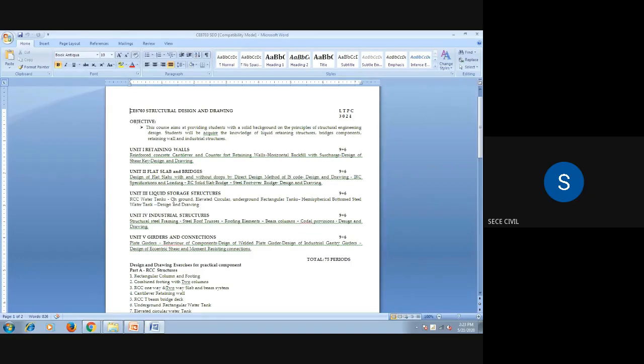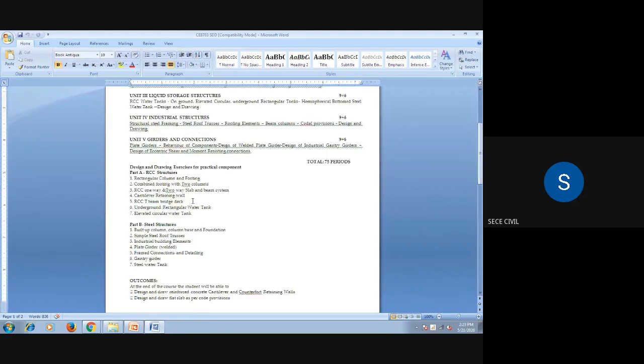So apart from these five units, you also have practical experiments. In the practical experiments you have to design and draw the structures. The practical also has two parts, part A and part B. Part A is about RCC structures, and in part A you have seven experiments. Design of rectangular column and footing, and after design, you have to draw the reinforcement diagram.